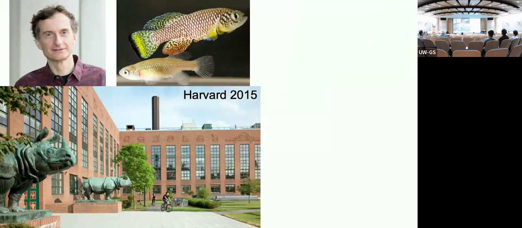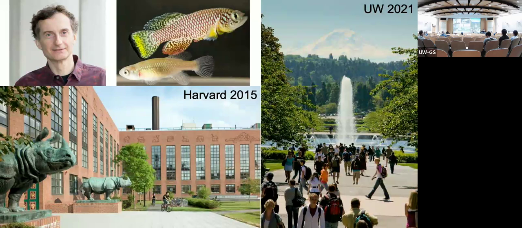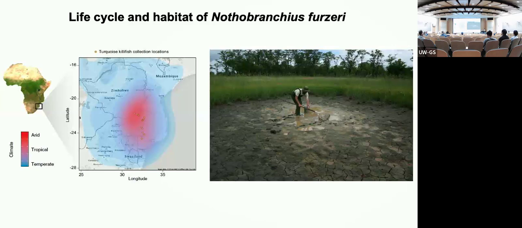Now, when I went to do my postdoc, I started working on the African turquoise killifish, which is the organism that I'm currently studying. And one thing that I think is really interesting, switching gears here, about these fish is that they live in extreme environments. African turquoise killifish live in ephemeral ponds. During the dry season, the water completely evaporates. And as you might surmise, it's very difficult for a fish to live without water.